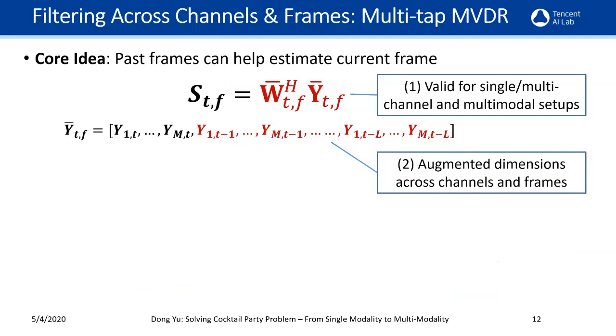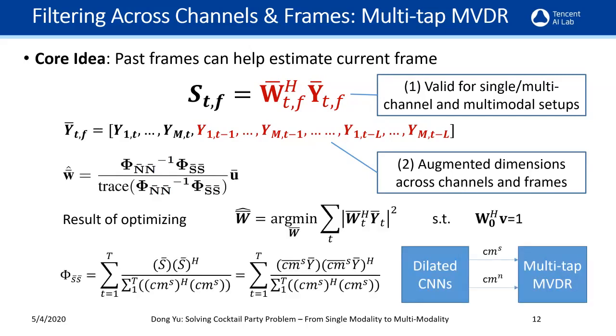Since now we have a filter instead of mask, we can further extend it to across both channels and frames. We call such a model multi-tap MVDR. We conjecture that this will help, since past frames can help estimate the current frame given structures in speech. Note that the only difference between multi-tap MVDR and the conventional MVDR is the exploitation of past frames. The rest of the problem formulation and the solution is the same. Also note that this formulation can be applied to single channel or multichannel scenarios.